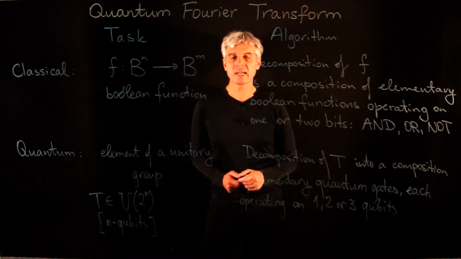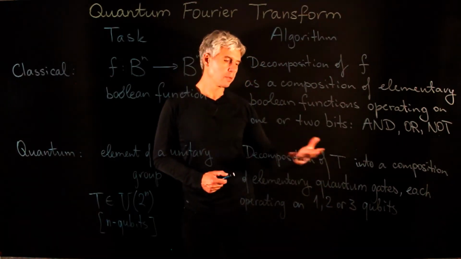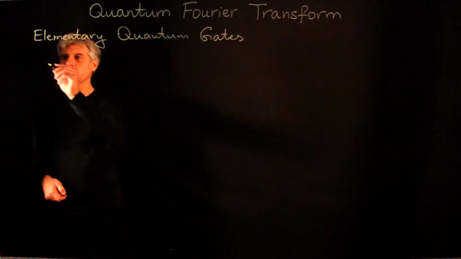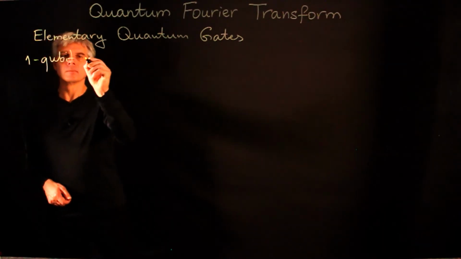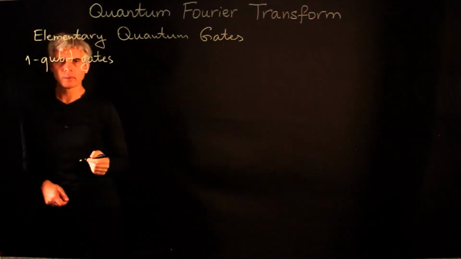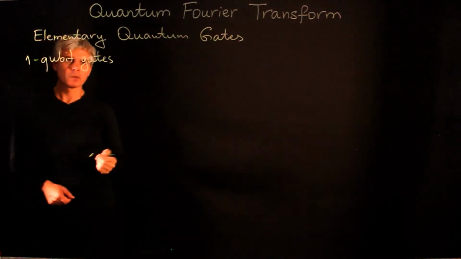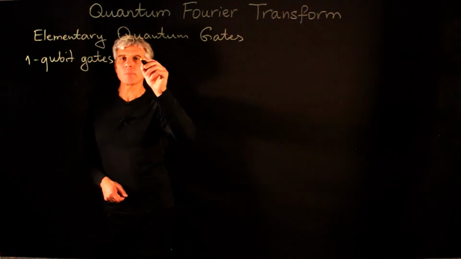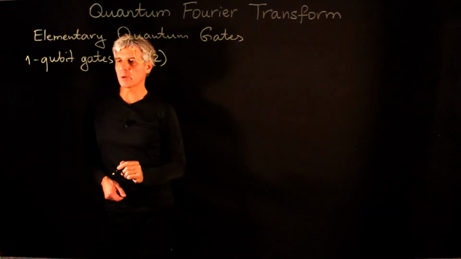Next, let us discuss the elementary quantum gates that we need to be able to realize various quantum algorithms. Let us start with 1-qubit gates. These are unitary transformations that operate on the space of 1 qubit. Recall that the space of 1 qubit is two-dimensional, so we are talking about the group U2, 2 by 2 unitary matrices.